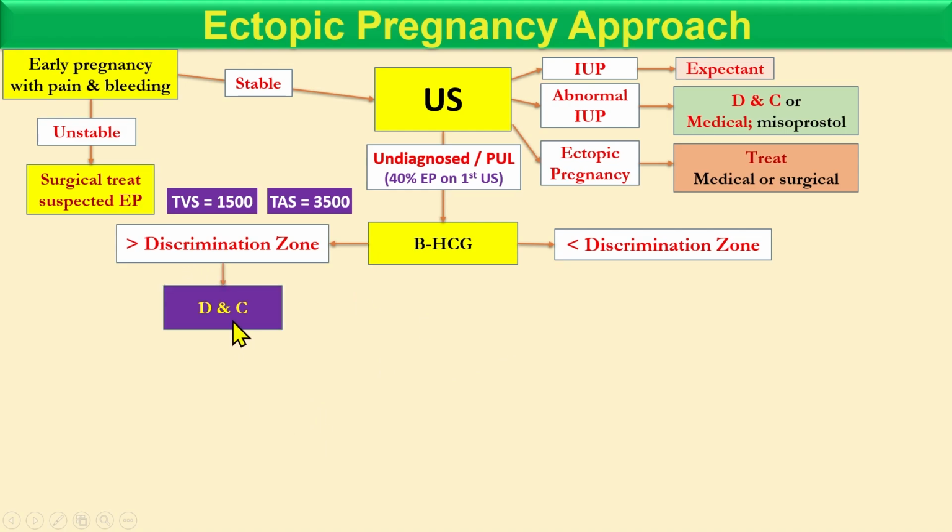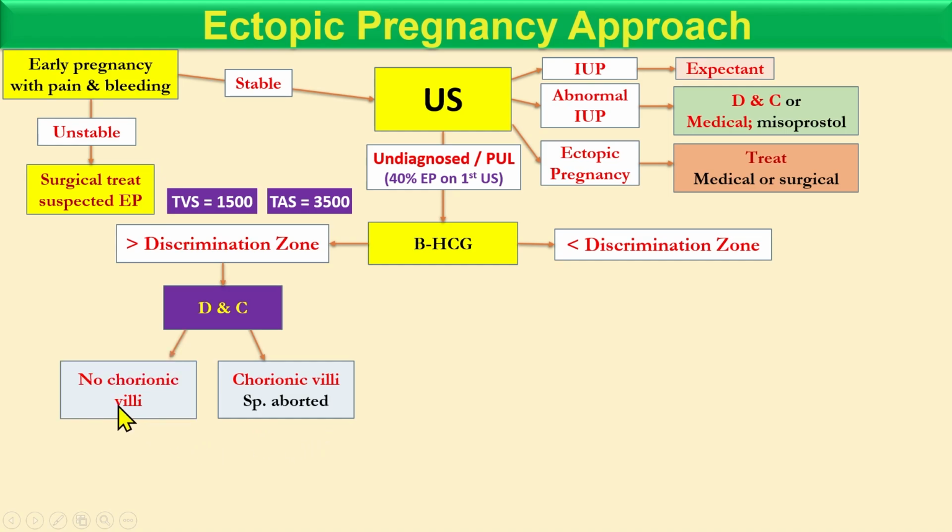You go for the dilatation and curettage. If the chorionic villi are present, it means spontaneous abortion, no need to treat further. Okay, and if there are no chorionic villi, then you go for the medical or the surgical treatment.